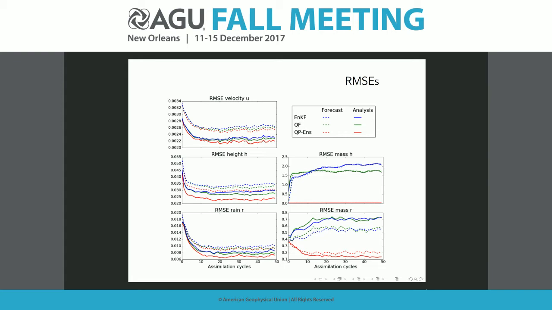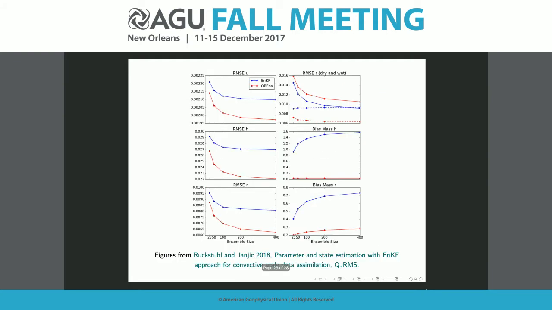And for the QP ensemble, we actually keep the mass equal to the mass in the forecast, and we constrain the rain variable to be positive. So correct mass then affects the mass of the rain variable as well, which is better approximated with the QP ensemble.